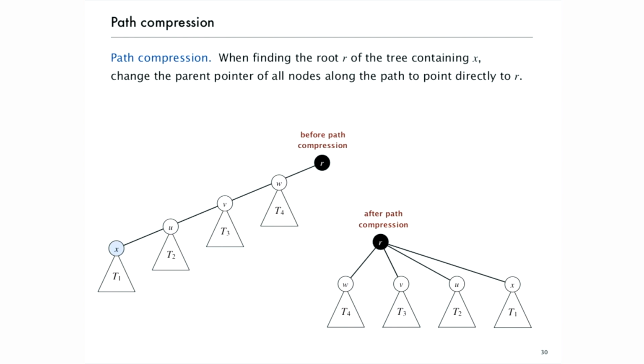Direct descendant. So what will I do? X becomes directly linked to R. U becomes directly linked to R. V becomes directly linked to R. And how will you achieve this? This is very easy.